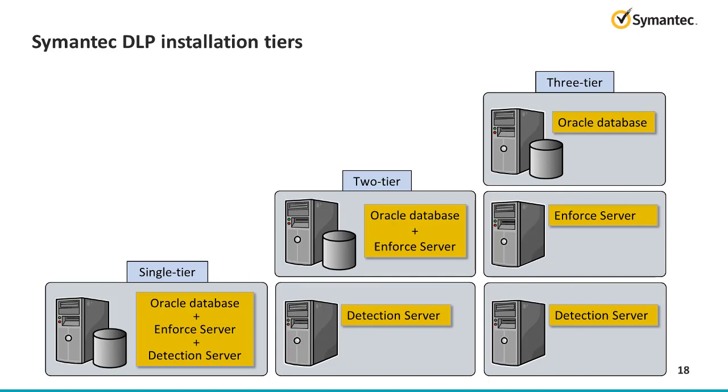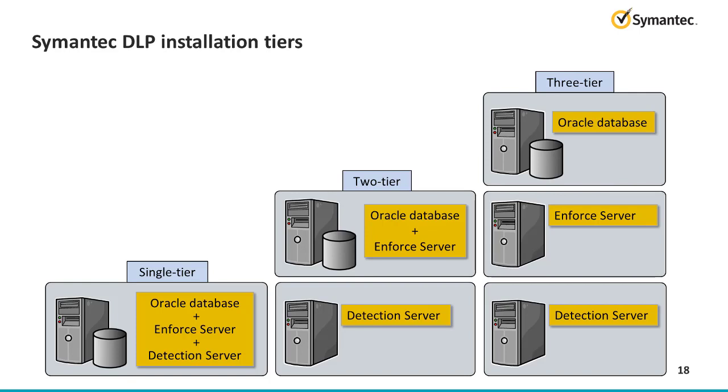In a single-tier installation, the Oracle database, Enforce server, and a detection server are all installed on the same computer. Typically, this installation tier is implemented for testing purposes only. In a two-tier installation, the Oracle database and the Enforce server are installed on the same computer, while detection servers are installed on one or more separate computers. Typically, this installation is used in situations where an organization does not have its own database administration team.